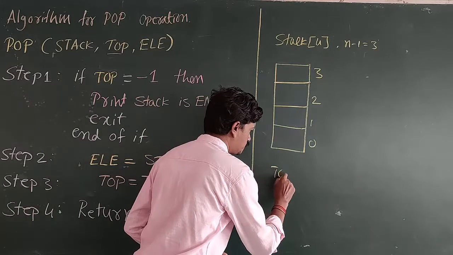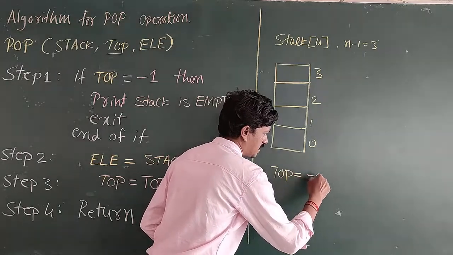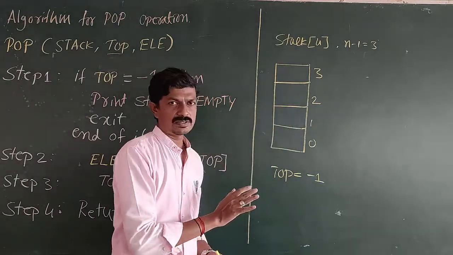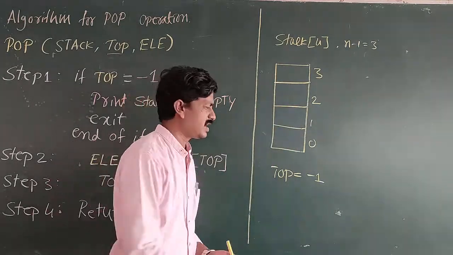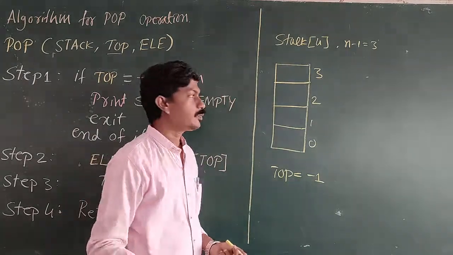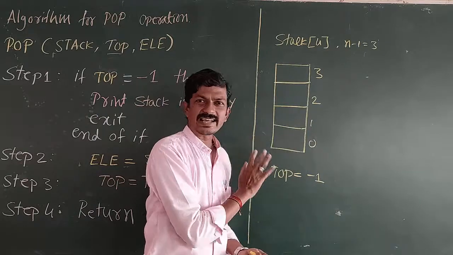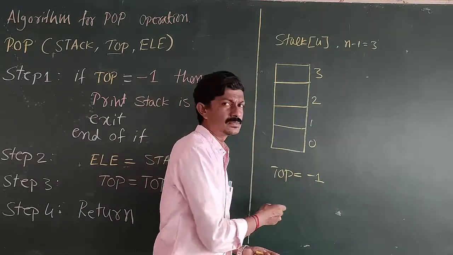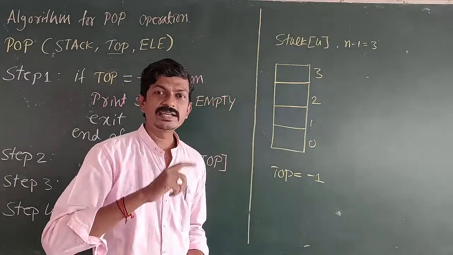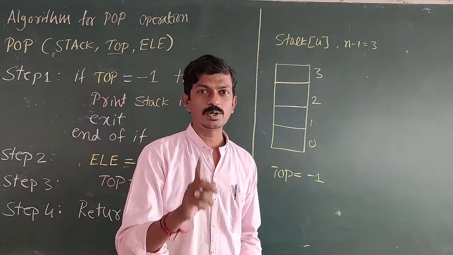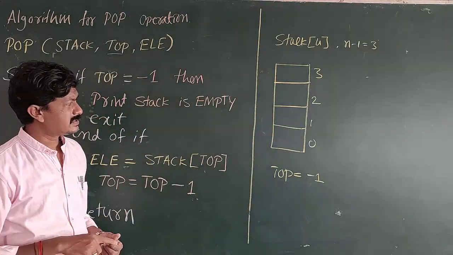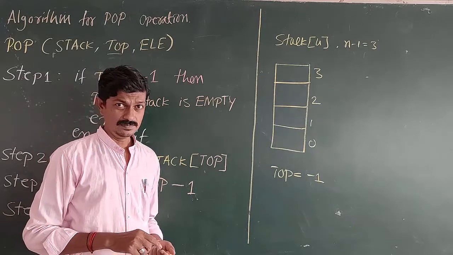Top equal to, initially it is -1 because the stack does not contain any elements. If the stack does not contain any elements, then top is pointing to index -1, which is not pointing to any position of this stack data structure. Now the stack is empty. If you try to delete an element from the empty stack, we need to check whether it is possible or not. That is the first condition: condition checking for underflow.